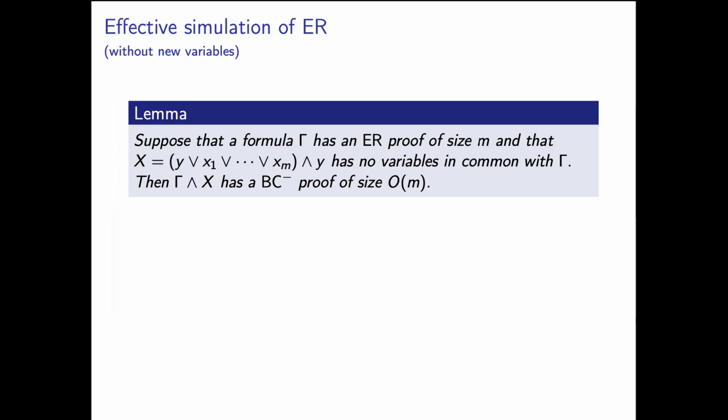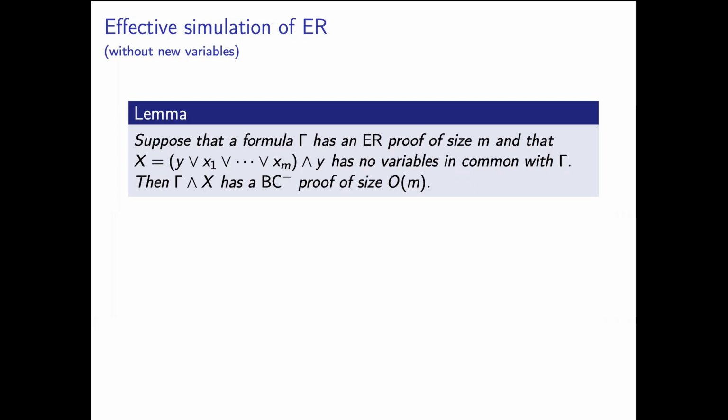The role of X here is essentially supplying the variable. Yes, you're basically incorporating the new variables into the formula. Okay, and the new formula has a short proof in BC if the original formula has a short proof in external resolution. So in a hacky way, you're simulating external resolution technically without using new variables. But technically, with respect to this formula, the variables are not new. They're already included within the formula.